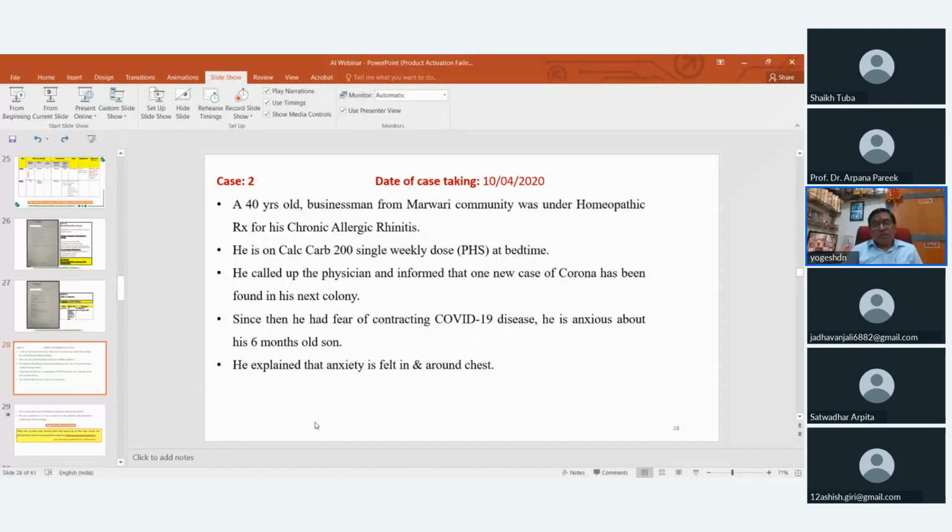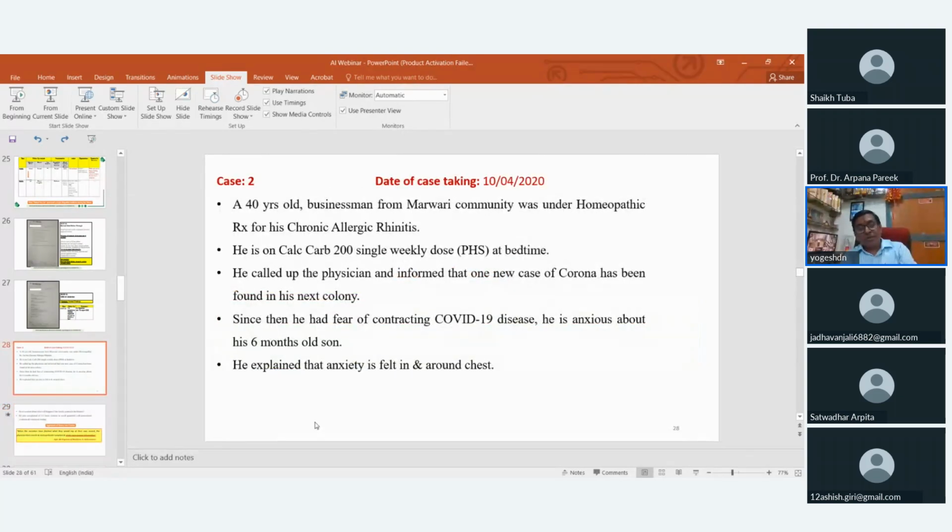And he called me and informed that one new case of corona had been found in his next colony. He said, "Doctor, a corona case has happened in our neighbourhood." That is why I used the word corona. Since then he had fear of contracting COVID-19 disease. He is anxious about his 6 months old son. He explained that the anxiety is felt in and around the chest.